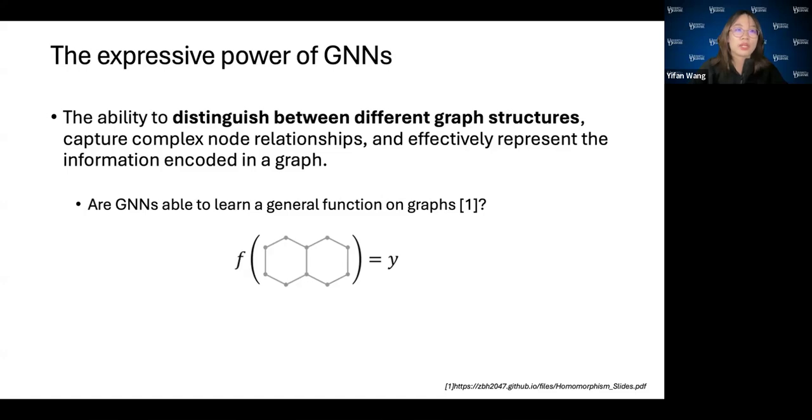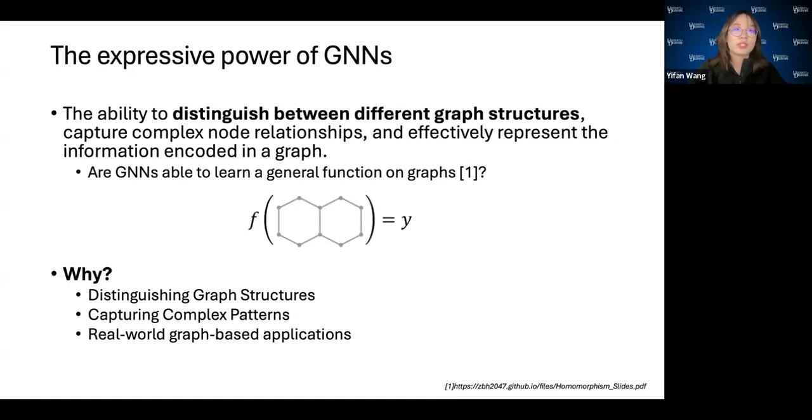If a graph neural network is expressive enough, it should be able to learn any general function that maps graph inputs to desired outputs based on the different research tasks, for example, node classification and graph classification. And a more advanced graph neural network will have higher expressiveness, and it can better approximate general functions on graphs by capturing more structural information.